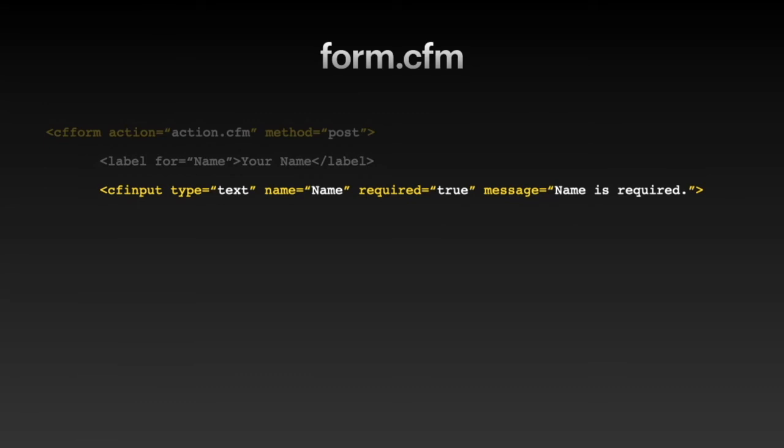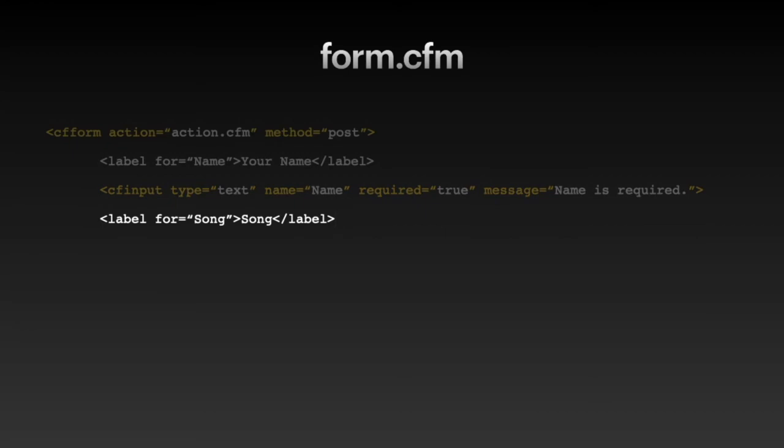So what I did was I went back to that form.cfm file and I changed the form from a standard HTML form tag to a CF form tag. And I gave it the same attributes. The label stayed the same, but then my input, instead of just being a standard text input, became a CF input, type equals text, and I added some additional attributes that are available to ColdFusion. Things like required equals true, and message equals name is required.